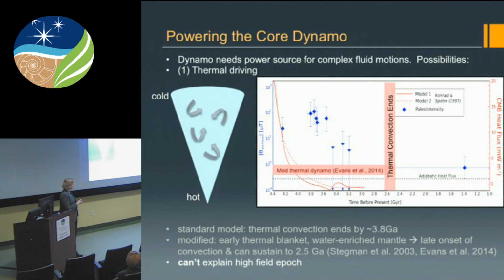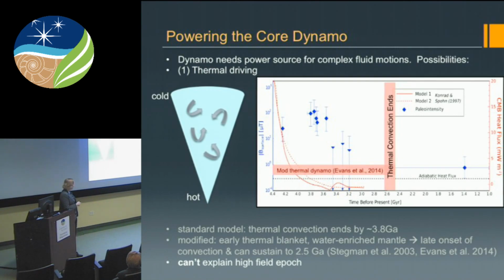However, if you estimate how strong the paleo field would have been from this driving mechanism, and you can do this from scaling laws that are developed from dynamo theory and dynamo simulations, then you end up finding that the intensity of the surface field you would expect from a thermally driven dynamo is about this range here. So it's about less than 1 microtesla. So what you can see from this is maybe we can explain these points, but it's very hard to explain the high field epoch with a thermally driven dynamo.